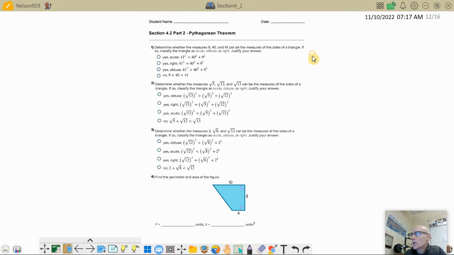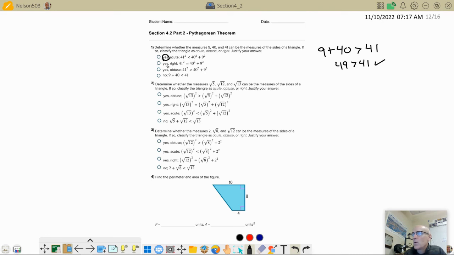Well, you take the two smaller ones and you add them up. So, like we take 9 plus 40. 9 plus 40 has to be bigger than 41. It has to be bigger than the largest side. So, obviously, 49 is definitely bigger than 41. So, check mark. It definitely makes a triangle. So, that's the yes part.